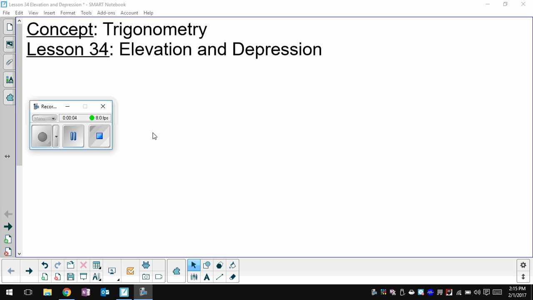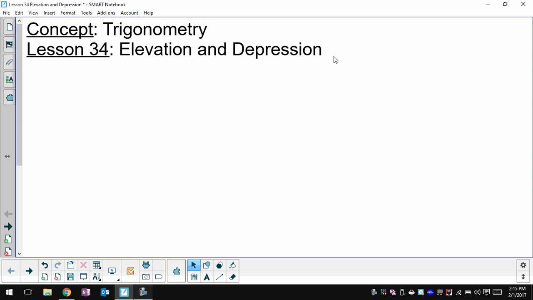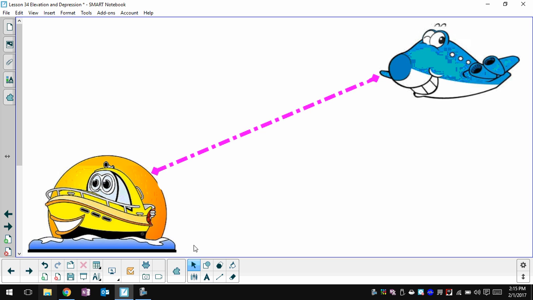Hey, we're going to do our last bit of trig here, and we're going to talk about angles of elevation and depression, which is mostly the same kind of thing that we've been doing, but with a little bit of vocabulary. So here I have a fun little cartoon to sort of illustrate what angles of elevation and depression are.